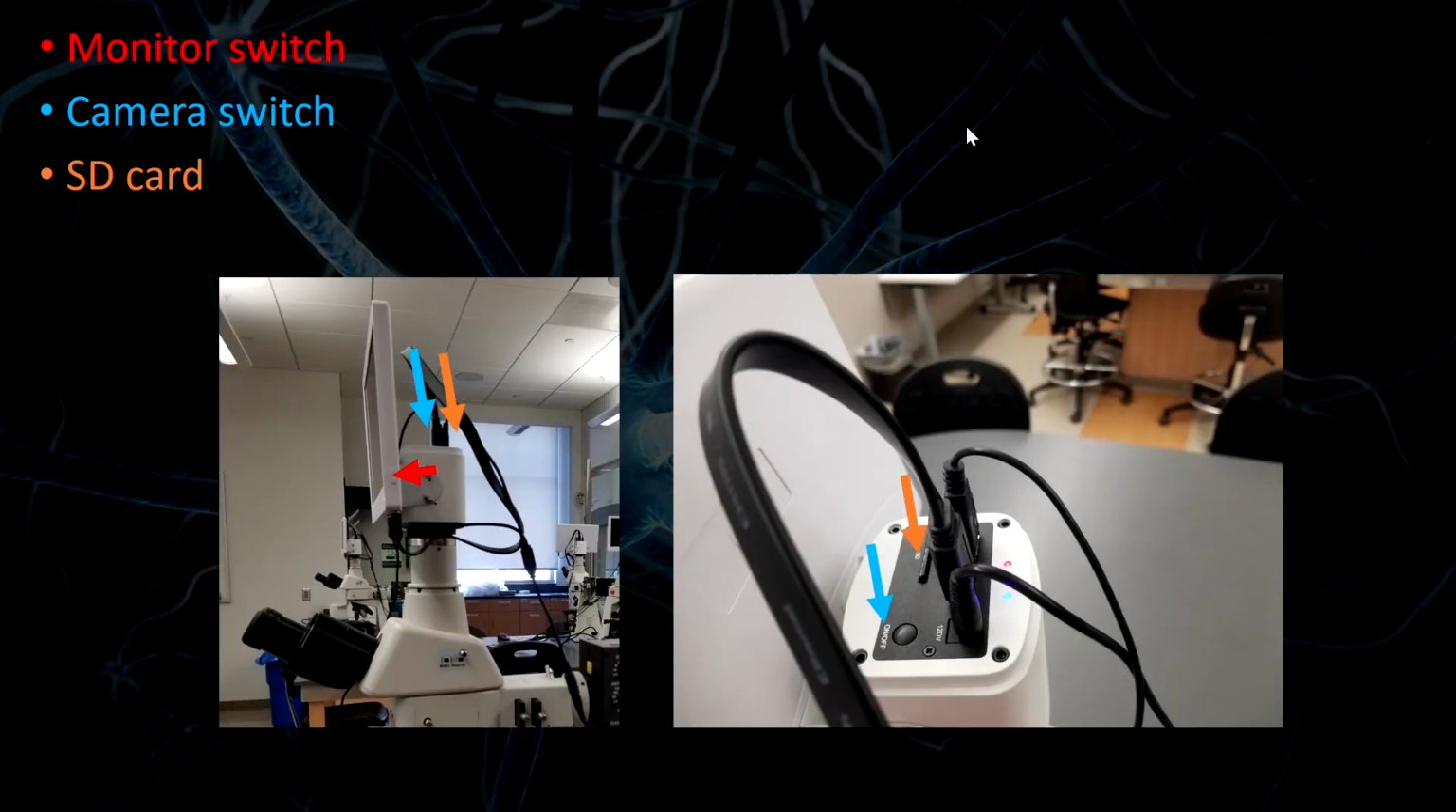To turn on the camera, you have to go on top of the camera. So that's here. You have a power switch, and there's an SD card where you can store your images and transfer them to your computer. And here is the button to turn the monitor on.